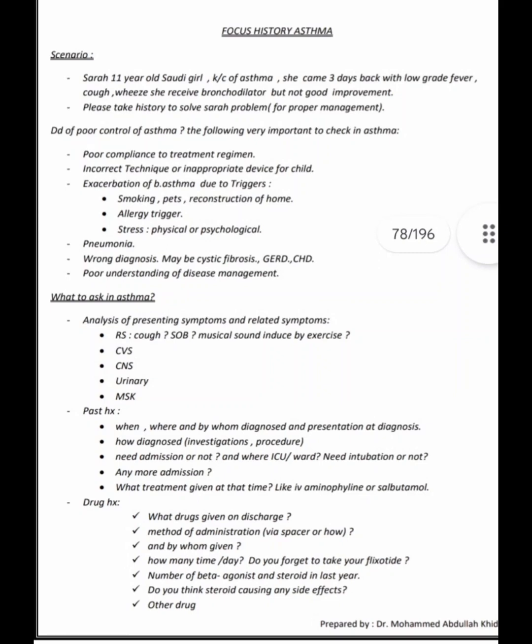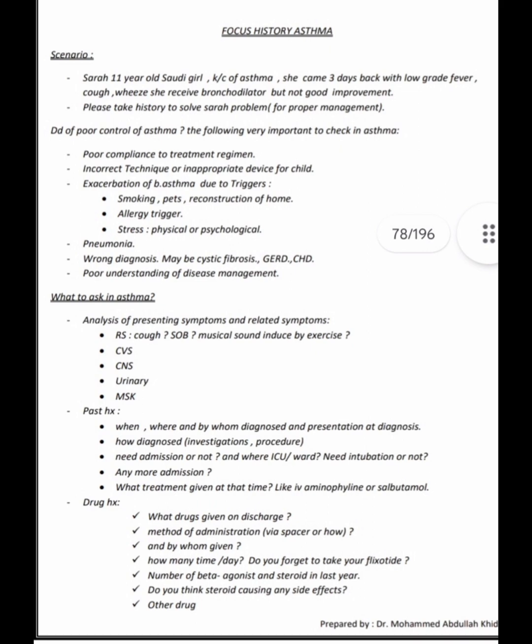Focus on history of asthma. The scenario is that Sarah is an 11-year-old Saudi girl, a known case of asthma. She came 3 days back with low grade fever, cough, and wheeze, and she received a bronchodilator but had no good improvement. Please take history to solve Sarah's problem for proper management.